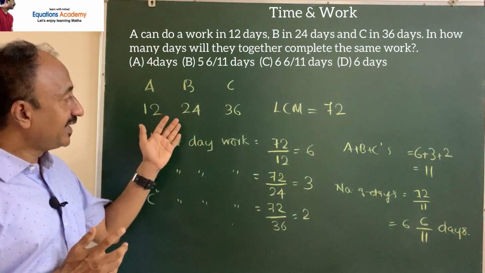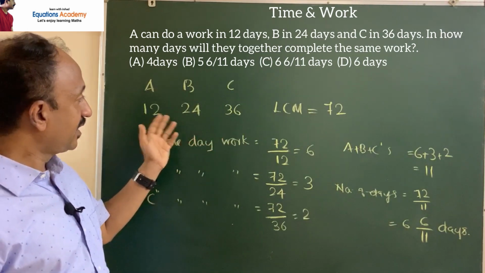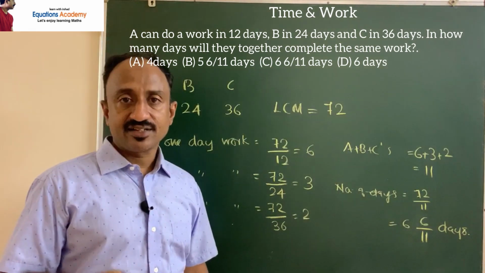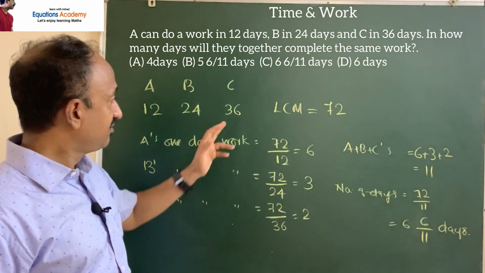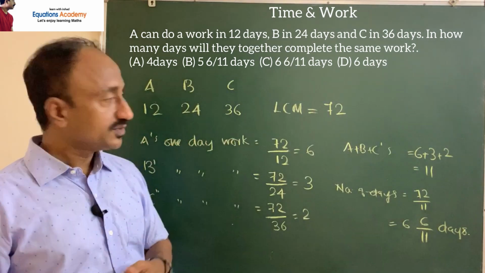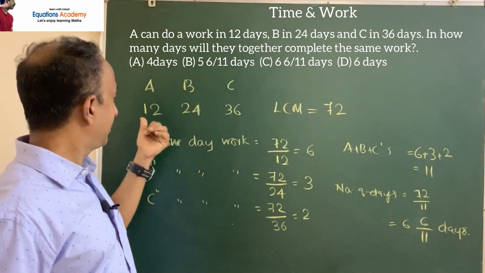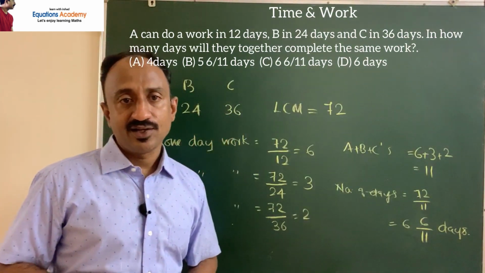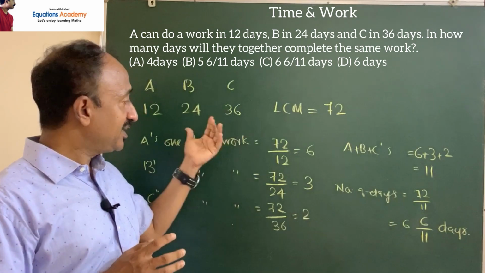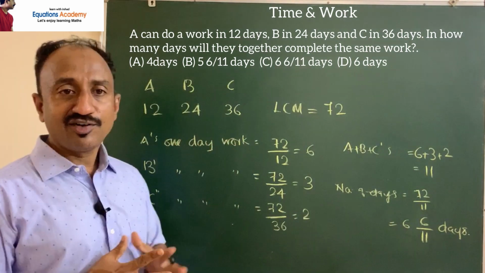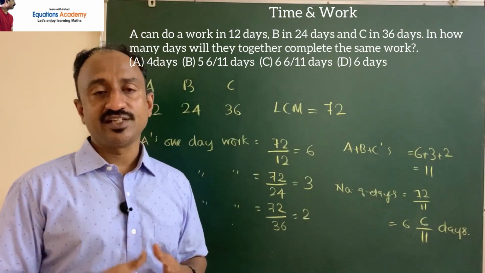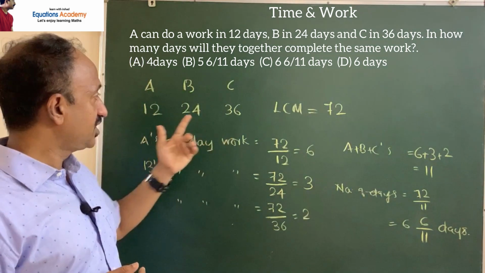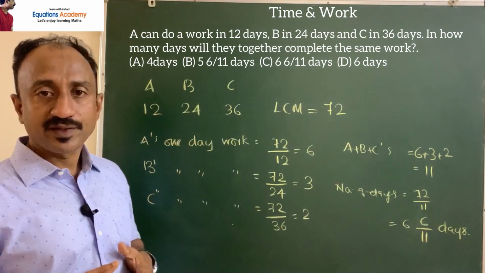What is the greater number here? The highest number is 36. So take 36 and we will check whether 36 is divisible by the other two. 36 is divisible by 12. 36 is not divisible by 24. If not divisible by 24, what is the next step? Take the double of 36. What is double of 36? Double of 36 is 72. Check 72 is divisible by 12 and 24.